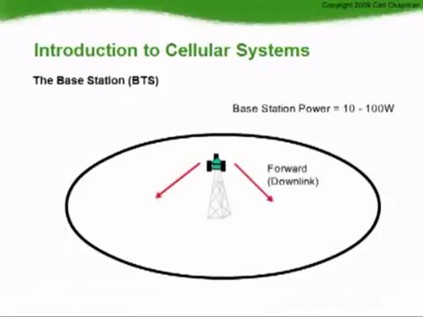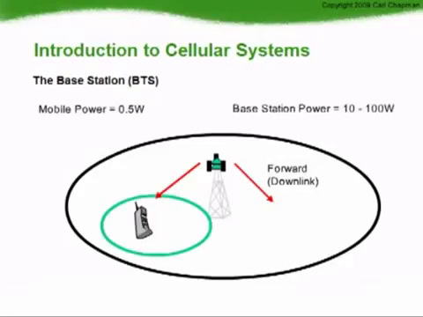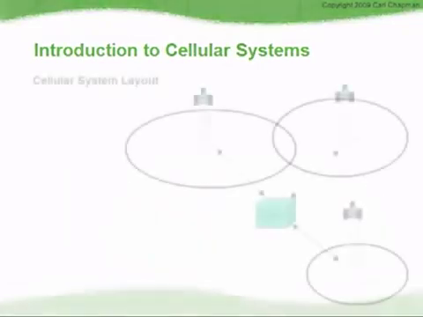The transmit signal from the base station is called the forward or downlink. Mobile and portable phones typically have a low output power of 0.5 watts maximum, and being close to the ground, their range is significantly smaller. The transmit signal from the mobile is called the reverse or uplink.